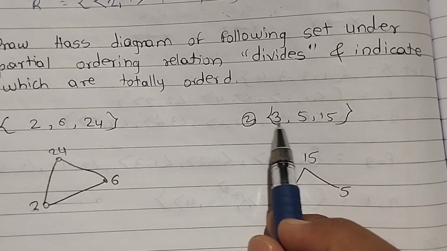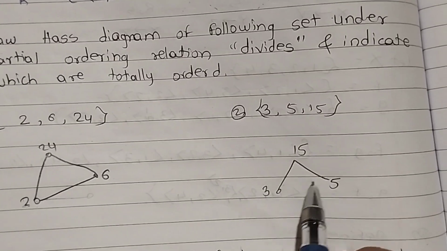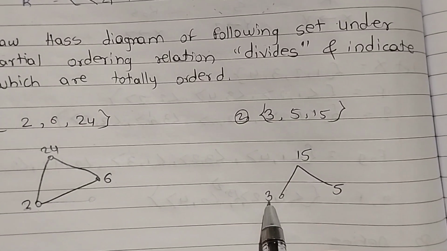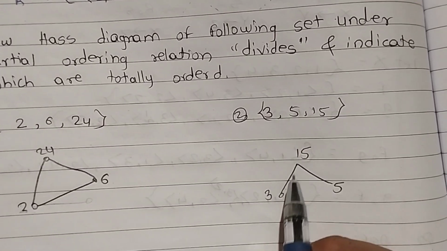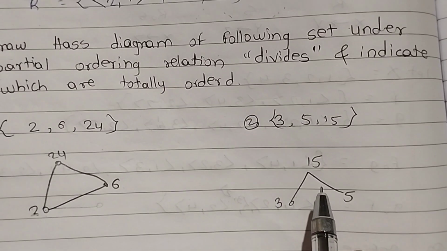Now in the same way, 3, 5, 15. 3 does not divide 5 and 5 does not divide 3, but both divide 15. That's why 15 is connected to 3 and 5 both.